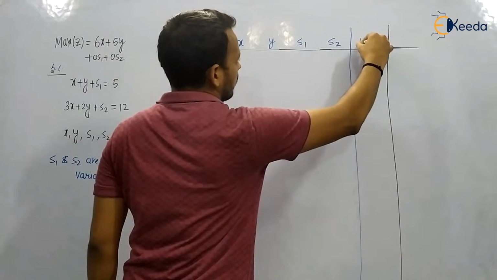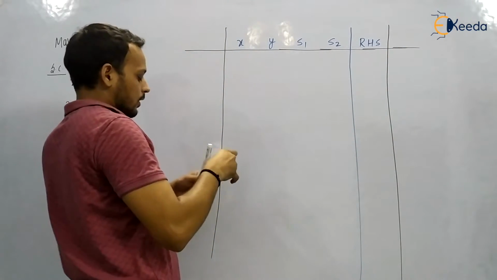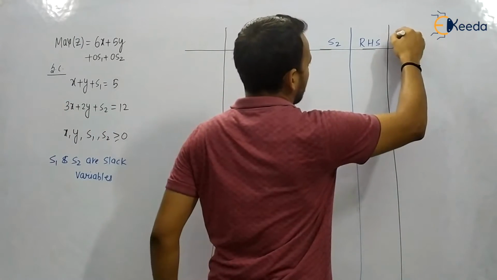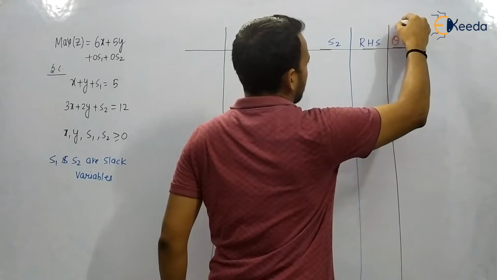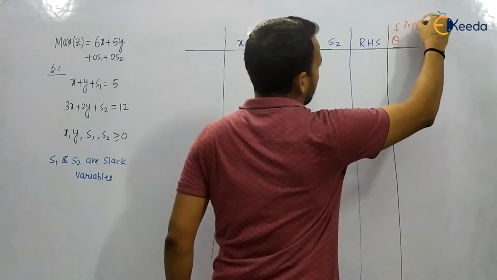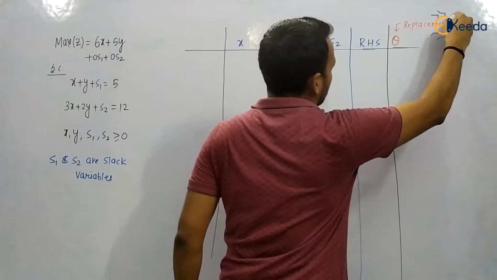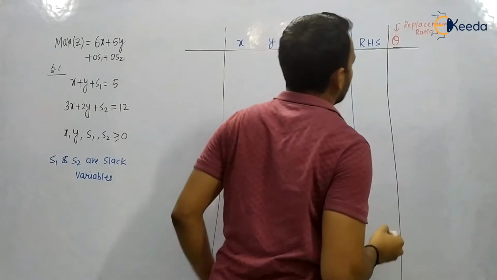The next one is RHS, and the last column of the table will consist of theta. It is known as the replacement ratio.